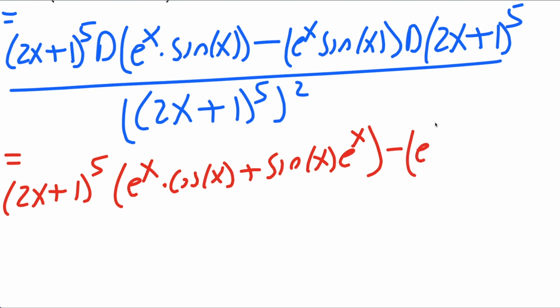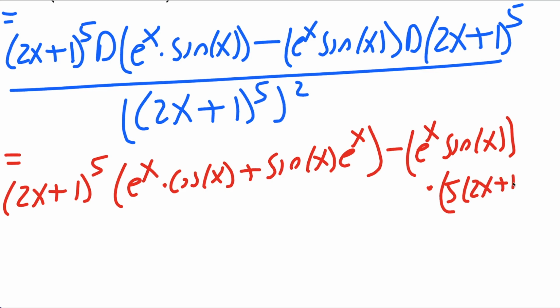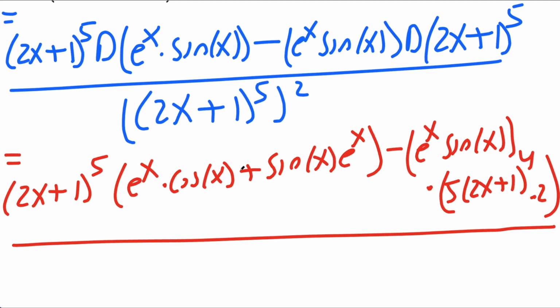So we have e raised to x sine x. And now we need to take the derivative of this piece. So times, we need to bring down the 5. So we have a 5, we keep the inside piece, so (2x + 1) raised to 4, times the derivative of the inside piece. So the derivative of 2x + 1 is 2. And the whole thing will be divided by the denominator, which we have, (2x + 1) raised to 5. But we have to multiply this 2, so 5 times 2 is 10.